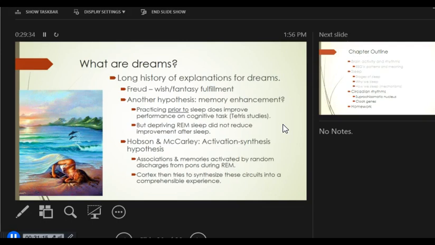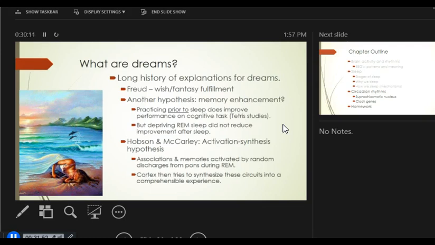And they found that depriving REM sleep did not seem to reduce the improvement in performance after sleep. So this indicates that the benefit you get in enhancing or practicing a task definitely has to do with sleep, but maybe the REM part of the sleep doesn't really matter, because if you deprive of REM sleep, it didn't seem to hurt their ability to consolidate memories and enhance skills. So yes, sleep helps with memory enhancement, but the data I've seen indicate that REM sleep doesn't have anything to do with that, which is too bad.